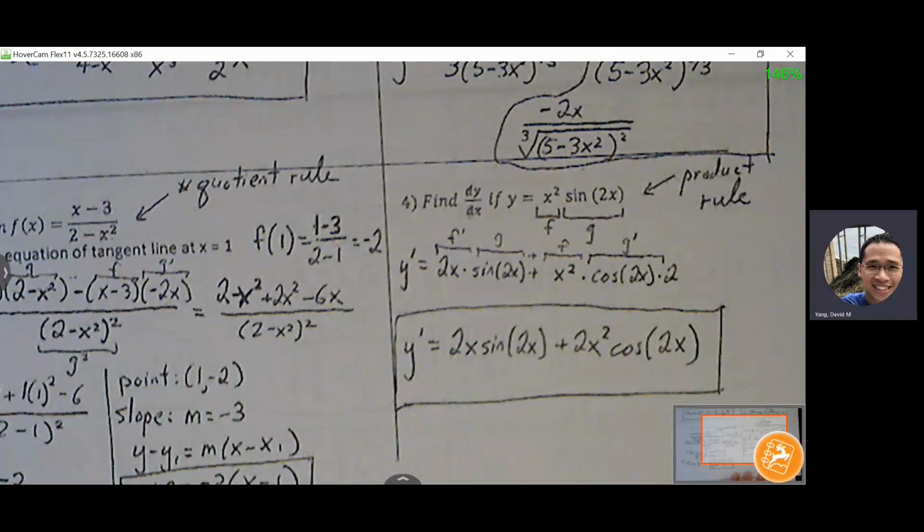Careful with that sine 2x. Derivative is cosine of u times u prime, so that times 2 needs to be involved with my g prime.